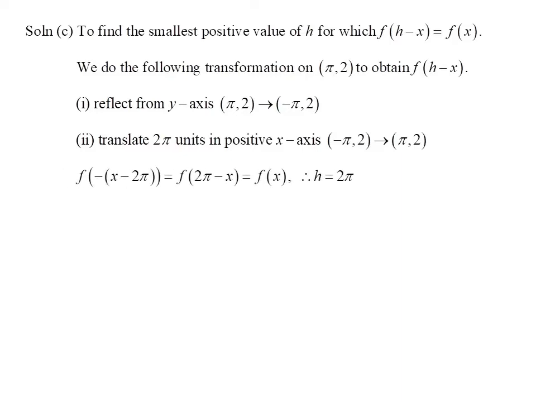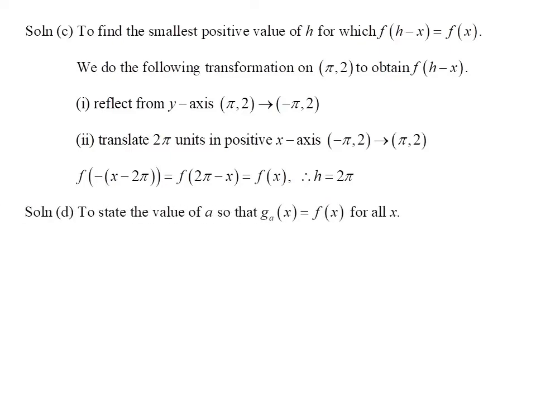So the coordinates of the point is translated to pi over 2. Hence, f of (negative x minus 2 pi), or in parentheses, equals f of (2 pi minus x), which equals f of x. So h equals 2 pi.